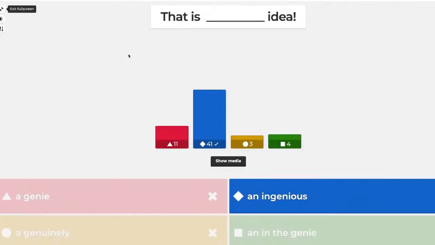Ingenious, exactly. It's ingenious. Very, very good. Ingenious is the answer. An ingenious idea. Remember, the genie is the picture that you saw. That's not the right one. In the genie just doesn't make sense. So ingenious meaning a very clever idea. Well done. Good.